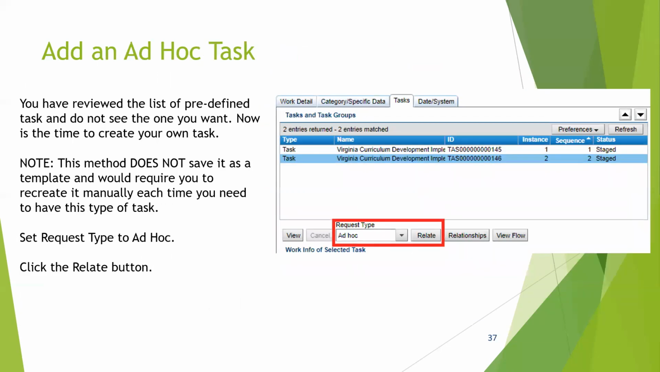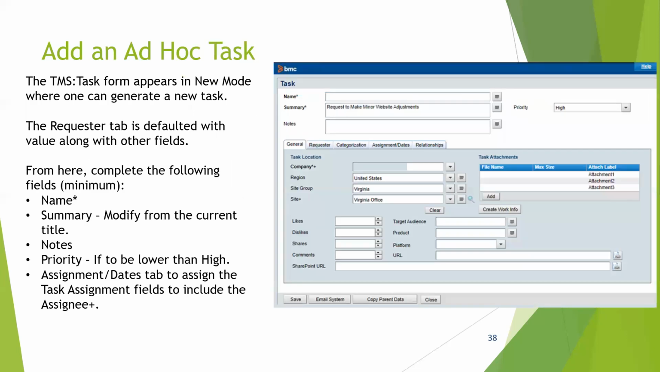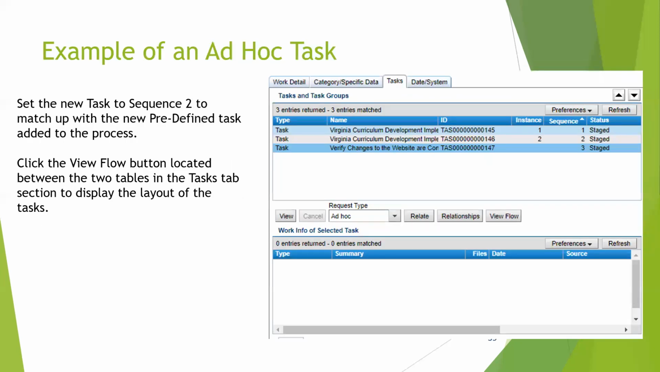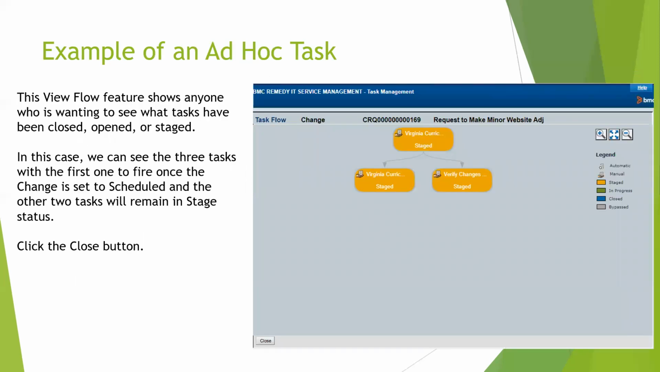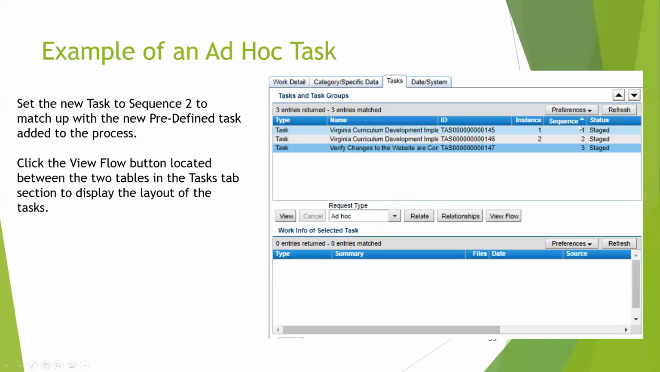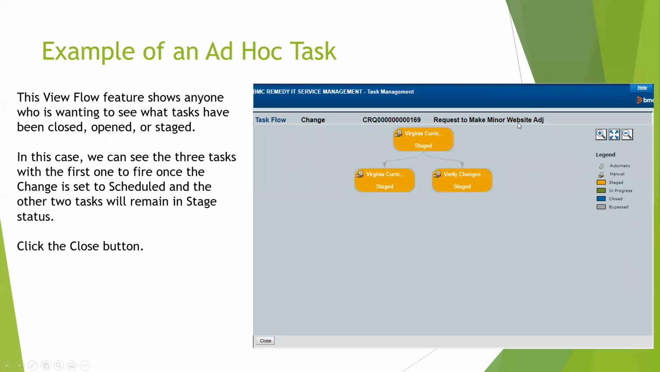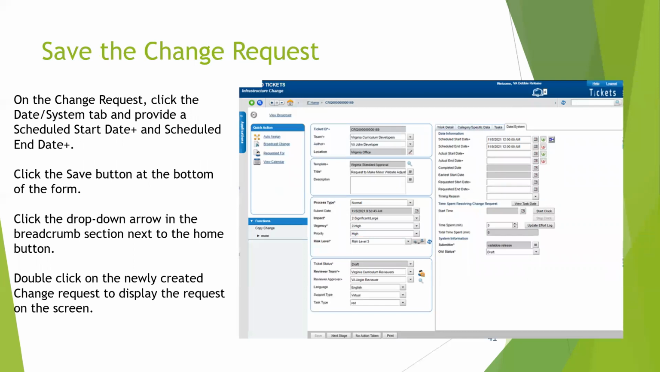I create an ad hoc task, fill it out, and now I have 3 of them. Of course, I can reorder them if I want to. I click on the view, and I like to see the view because then I can see what has to be done. You can tell by this, I reordered my sequence of 1, 2, 3 to 1, 2, 2 from that designator. Now I'm ready to save it. So I saved the ticket.